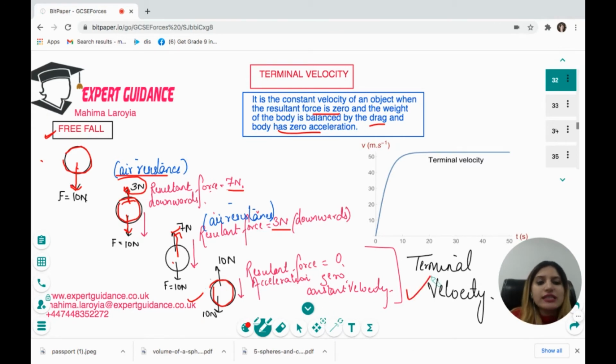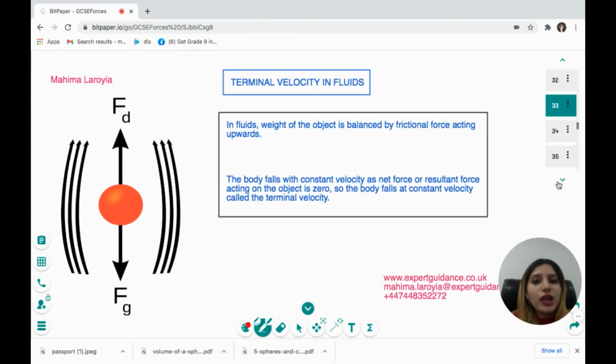And that is what a terminal velocity is. So this situation, where the weight of the body is balanced by the drag, the resultant force is 0, acceleration is 0, and the body falls with a constant velocity, is terminal velocity. You can see in the graph that the velocity is increasing, which means the body is accelerating. But after some time, it comes to a constant velocity, and that constant velocity is termed terminal velocity.